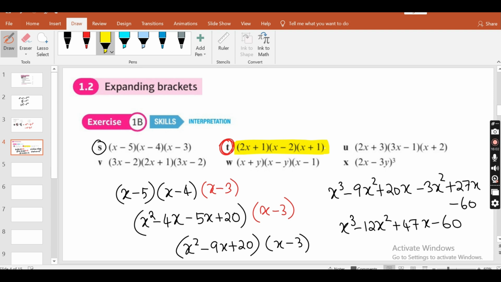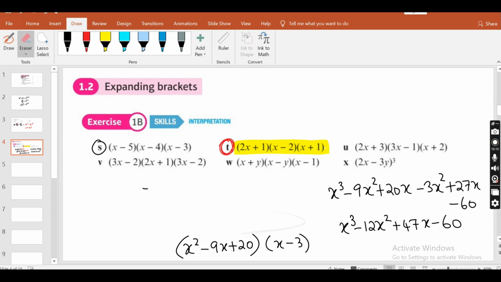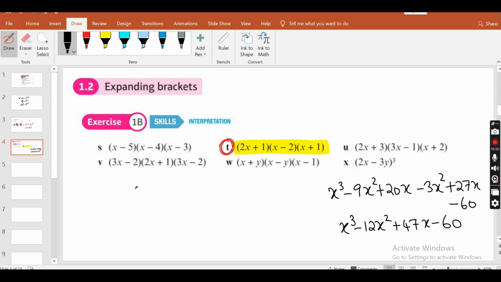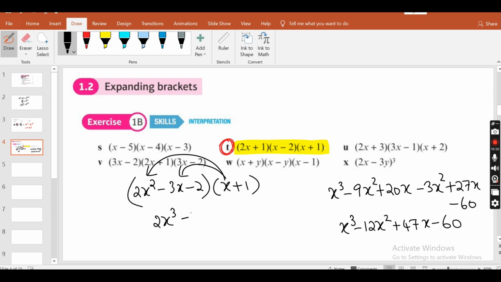Okay, 2x square minus 4x plus x minus 2, which is minus 3x minus 2, very good. So it's going to be 2x cube actually. You made a mistake. When you open the third bracket, isn't it supposed to be 2x cube? Because you already have 2x square minus 3x minus 2 times x plus 1, right? When you multiply these two, you are supposed to get 2x cubed, not 2x square. When you multiply these two, it's minus 3x square, not minus 3x.